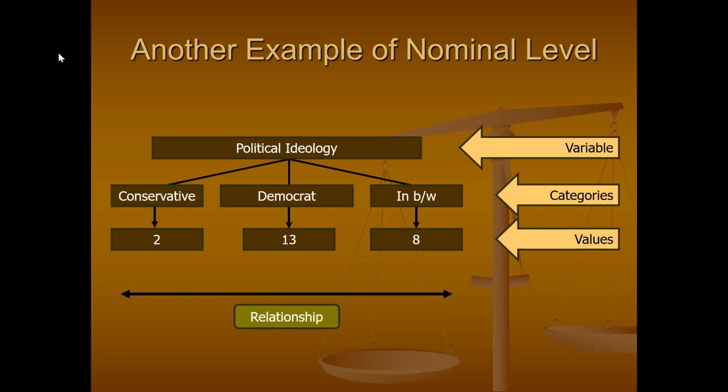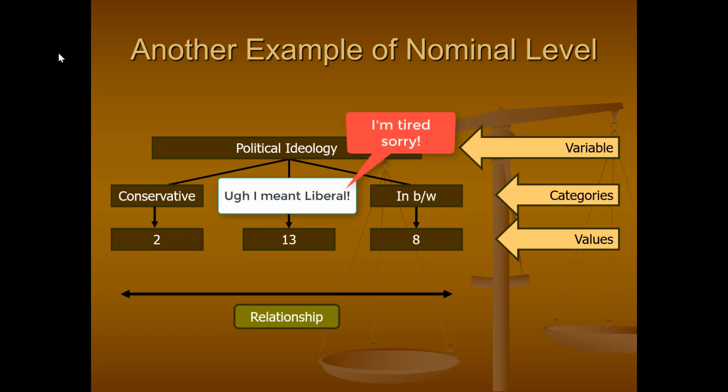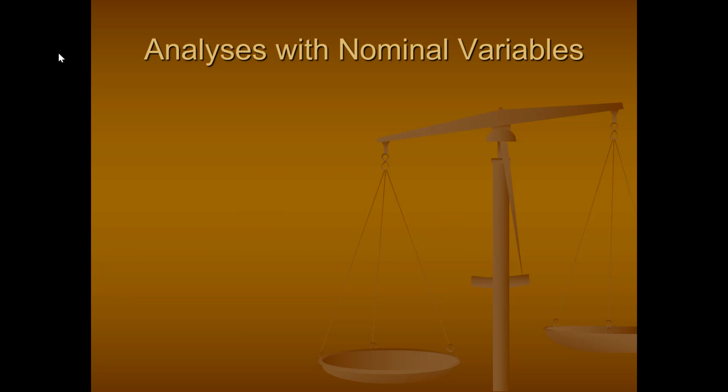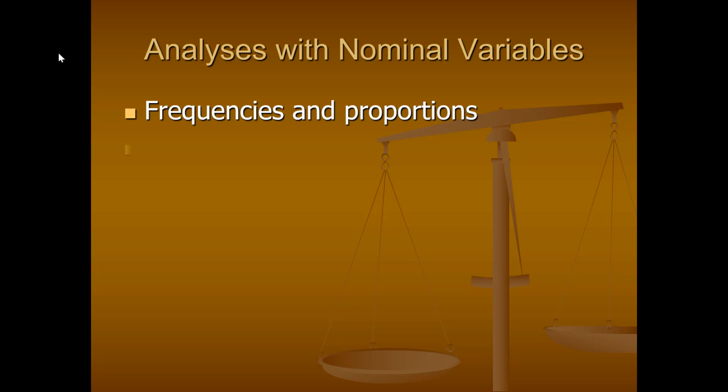Another example of a nominal variable, political ideology. That's the variable. The categories are conservative, Democrat, in between. And these numbers, again, they don't matter in terms of giving any other meaning other than that they stand in for the name of the category. So what kind of analyses can we do with nominal variables? Very little, frequencies and proportions.